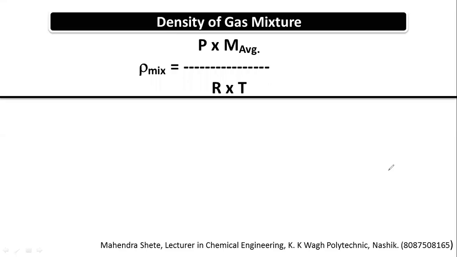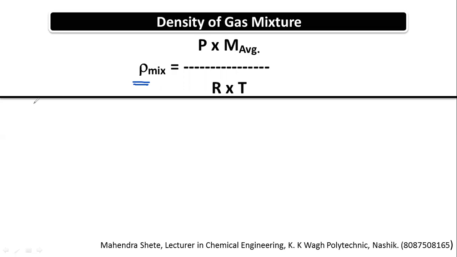Hello, in this session, we are going to study how to solve the numericals for calculating the density of a gaseous mixture. The formula for this density of gaseous mixture is P into M average divided by R into T.